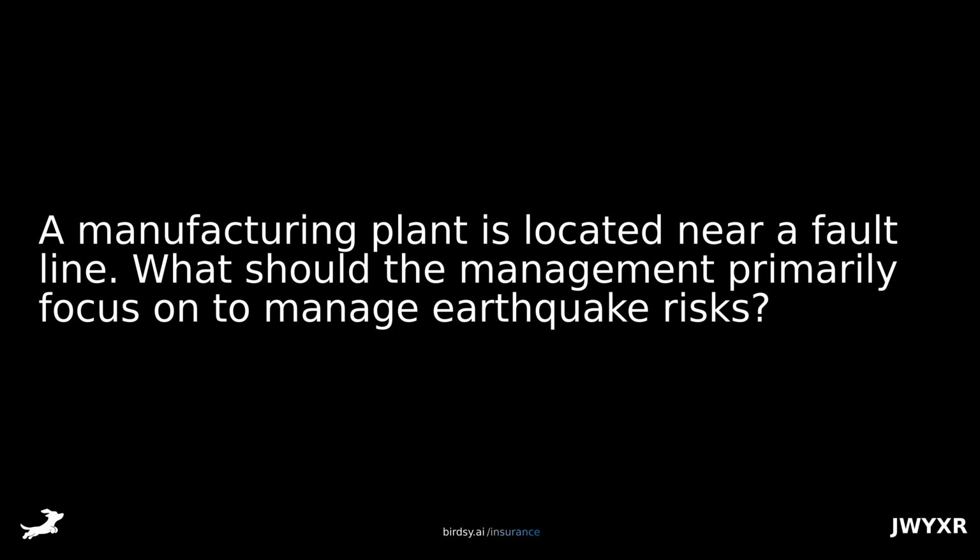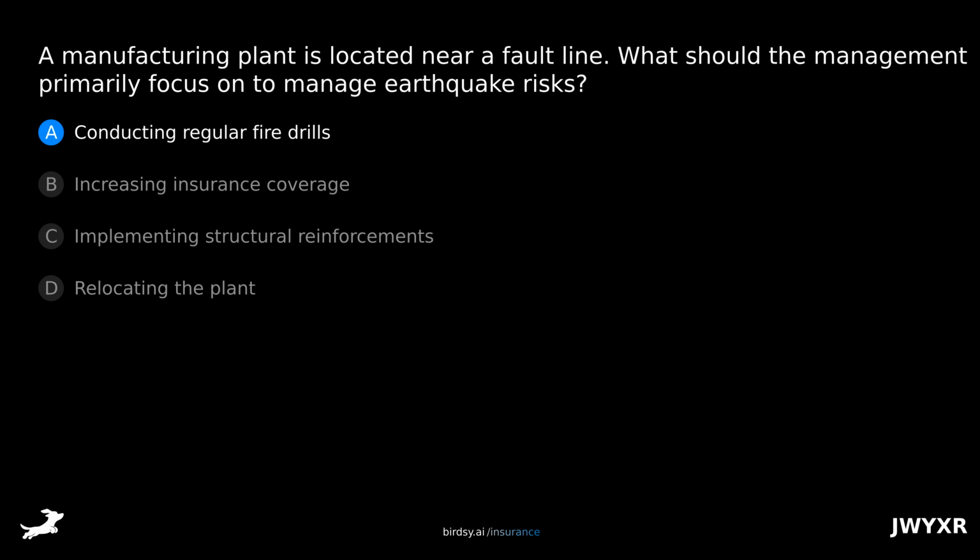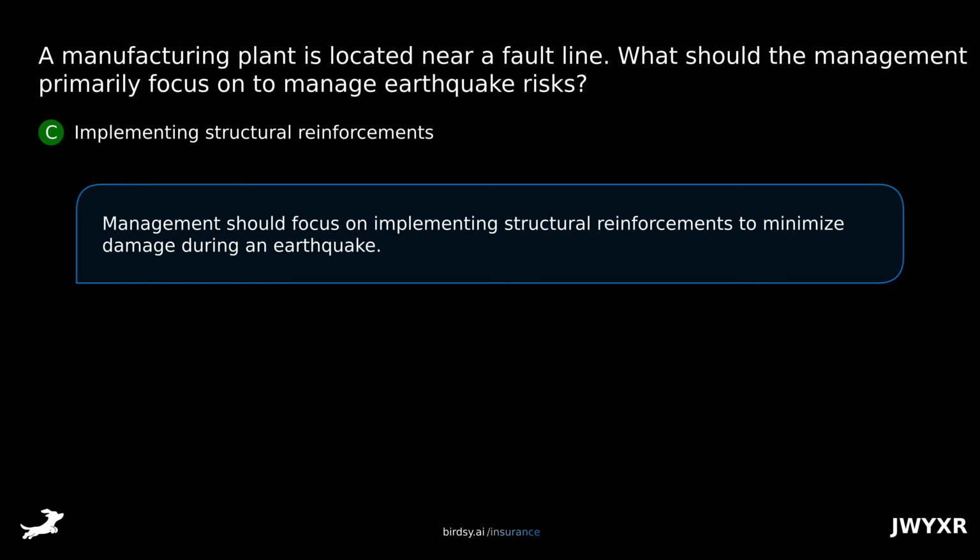A manufacturing plant is located near a fault line. What should the management primarily focus on to manage earthquake risks? Is it A, conducting regular fire drills, B, increasing insurance coverage, C, implementing structural reinforcements, or D, relocating the plant? The answer is C, implementing structural reinforcements. Management should focus on implementing structural reinforcements to minimize damage during an earthquake.